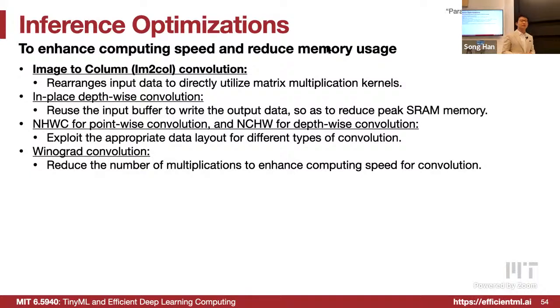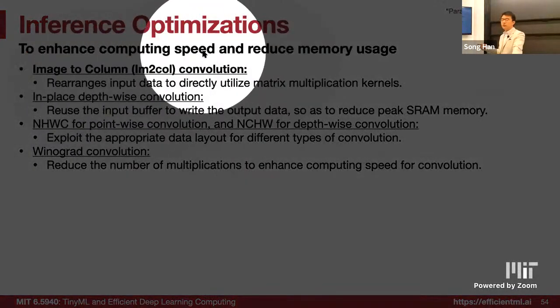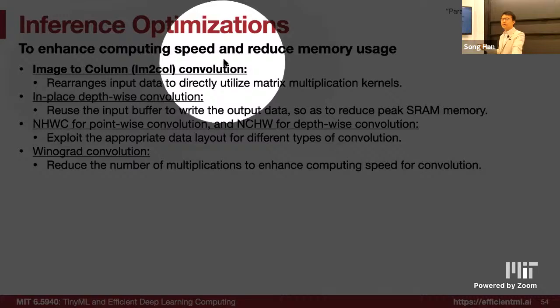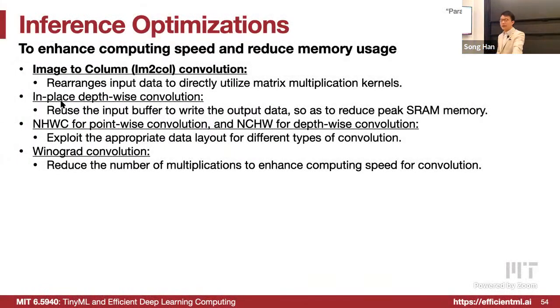Here are the techniques that are function preserving. The convolution remains a convolution. A 3x3 convolution remains a 3x3 convolution. It's mathematically equal, but we can have different implementations, and they result in very different efficiency. Okay, so we start by talking about image to column convolution, a very efficient and simple implementation of convolution. And then in-place depth-wise convolution, since depth-wise convolution is quite widely used in MobileNet architectures, right? So how to efficiently implement that is crucial.